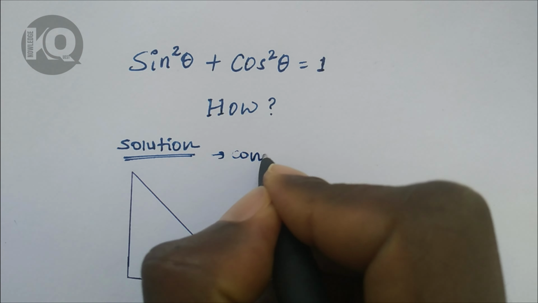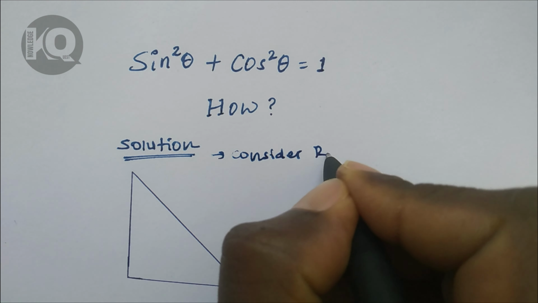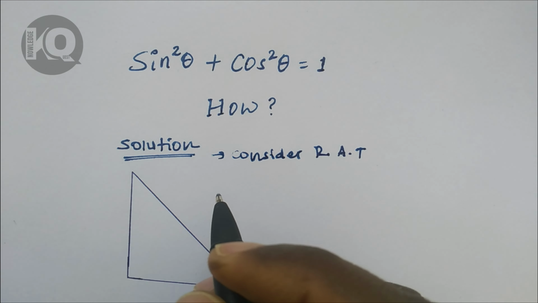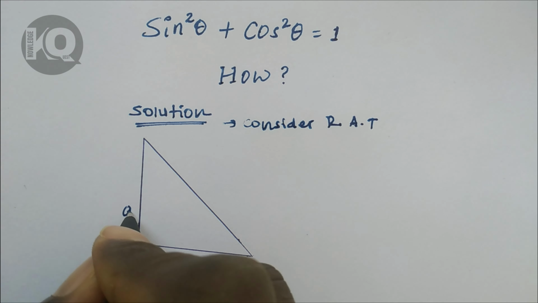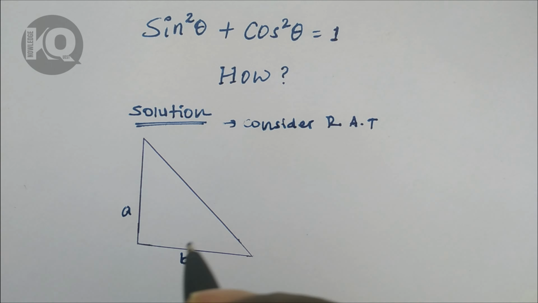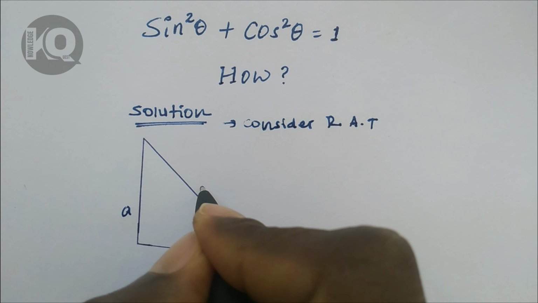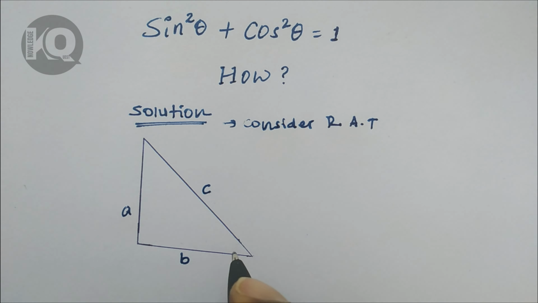Consider a right angle triangle as follows, and let's say this side is A and this side is B, and this side, the hypotenuse, has length C, and also suppose this angle is equal to theta.